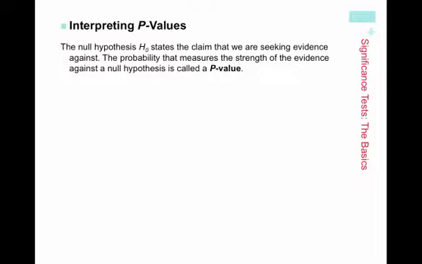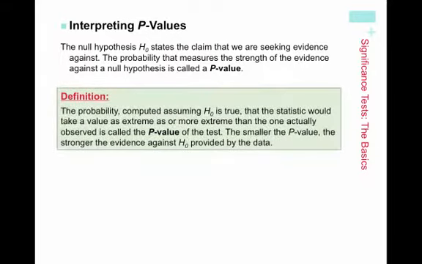The null hypothesis states the claim that we are seeking evidence against. The probability that measures the strength of the evidence against the null is called a p-value. So here is the formal definition for a p-value. It's a probability, ladies and gentlemen, and the smaller the p-value, the stronger the evidence against the null hypothesis provided by the data.